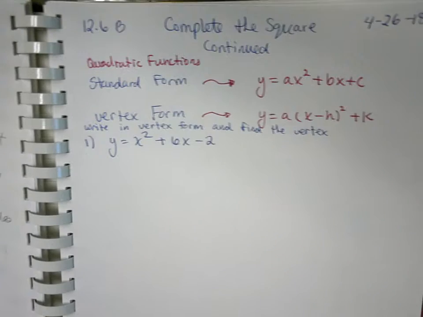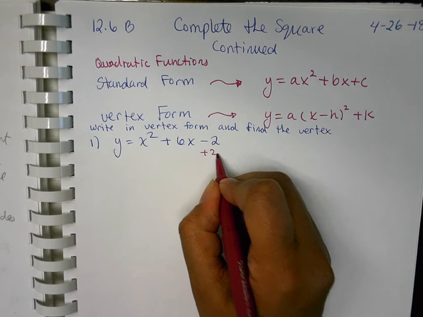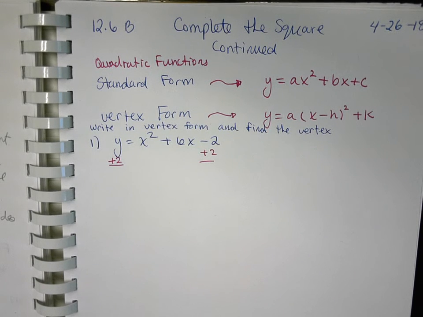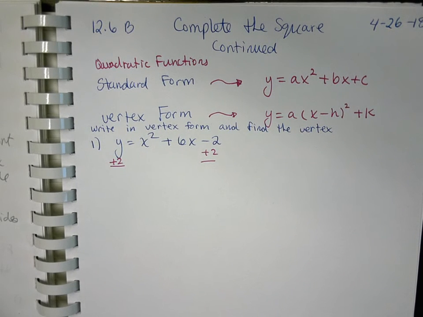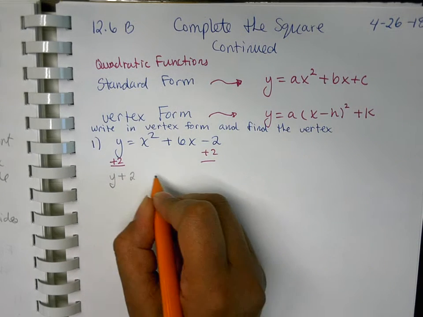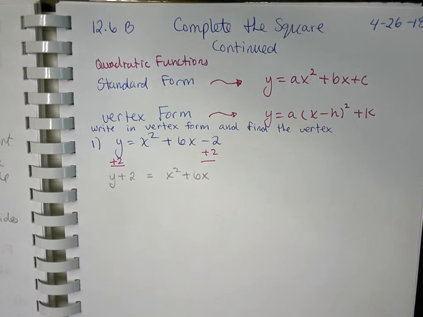All right, step 1, move over the constant. What am I going to add to both sides? 2. Now, earlier it was like 0 plus 2 or 5 plus 2. In this case, are y and 2 like terms? For example, can I write that as 2y? No, the best I could do is y plus 2 equals x squared plus 6x.